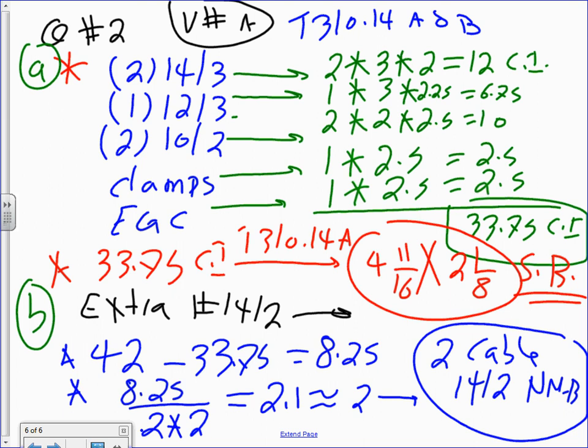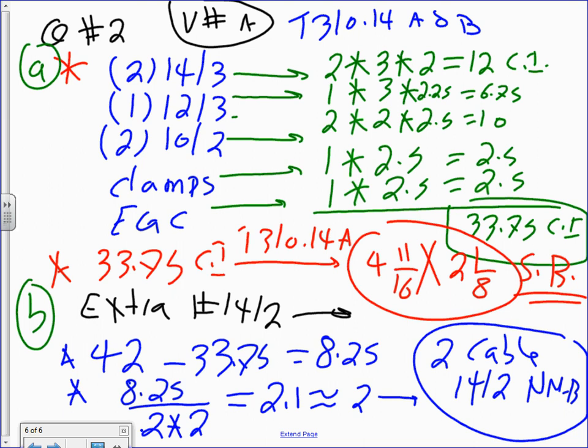Let's continue with A2. Now for version B, the same answer. The calculation is slightly different, but you end up with 2 conductors, 14/2. For version B, the box you end up with is the same size, and the calculation ends up with 2 conductors, 14/2. So for both of them, the answer is 2 conductors, 14/2.